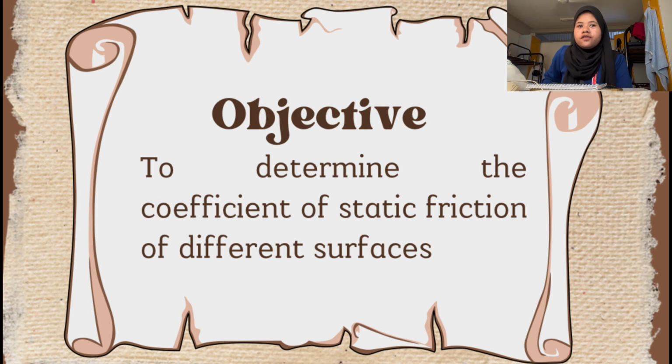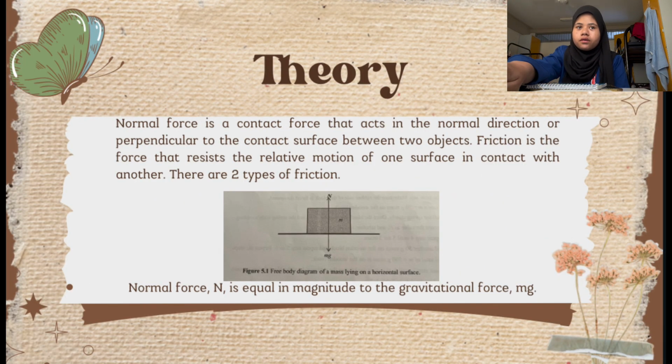The objective of this experiment is to determine the coefficient of static friction of different surfaces. Next, we are going into the theory of this experiment. Normal force is a contact force that acts in the normal direction, or perpendicular to the contact surface between two objects. Friction is the force that resists the relative motion of one surface in contact with another.